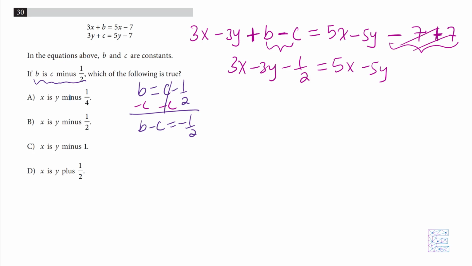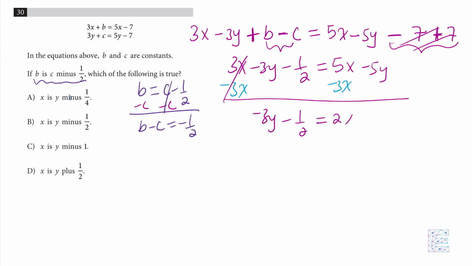Now we've already established that we need to get the x's on one side. Why don't we do that? Let's subtract 3x from both sides as shown. And what's going to happen is that those cancel. We now have negative 3y minus 1 over 2 equals 2x minus 5y. So we're getting closer. Since we want x to be by itself, we need to get rid of this 5y. And we can add 5y to both sides, like so.